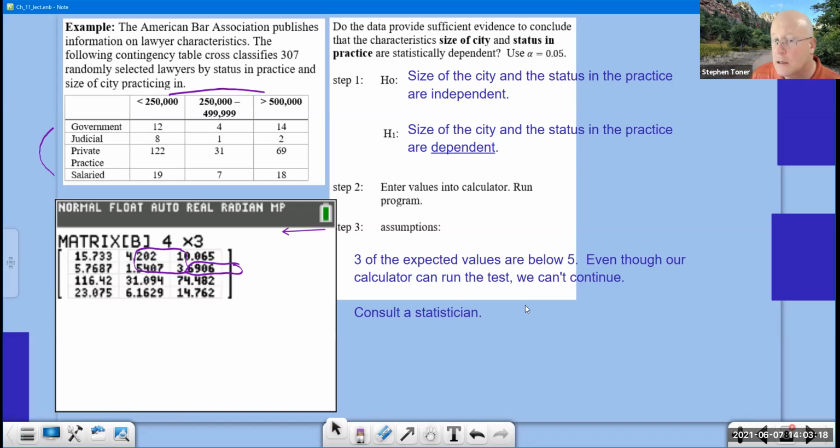Even though our calculator, when you run the chi-square test, says here's chi-square, here's p-value, still it's just doing a mathematical exercise. It doesn't know to check the assumptions, and on our own we're just supposed to go, we have a problem, Houston. And we don't finish the test. We just say consult a statistician. That basically means we're going to need to use some higher powered type of a test that we don't know in this course that we're leaving for later.